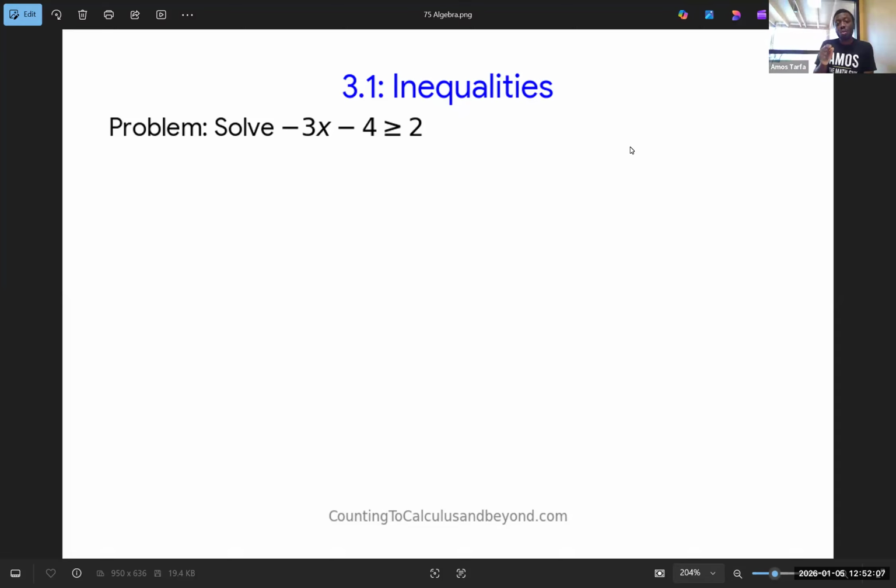Inequalities. So when you're asked to solve an inequality, the rules for solving them are generally the same as the rules for solving equations. The difference is when you divide or multiply by a negative number, there is a key difference there.